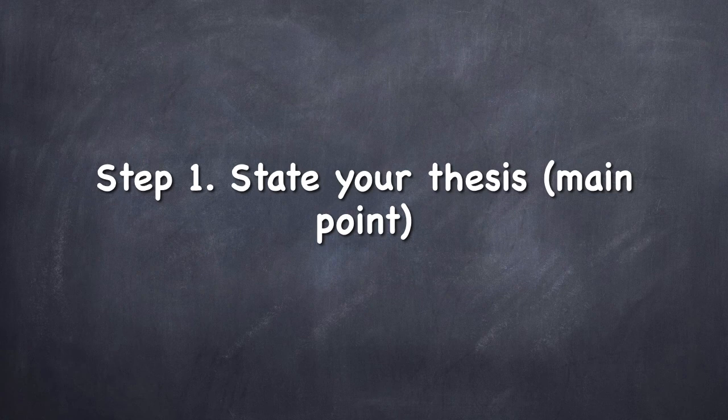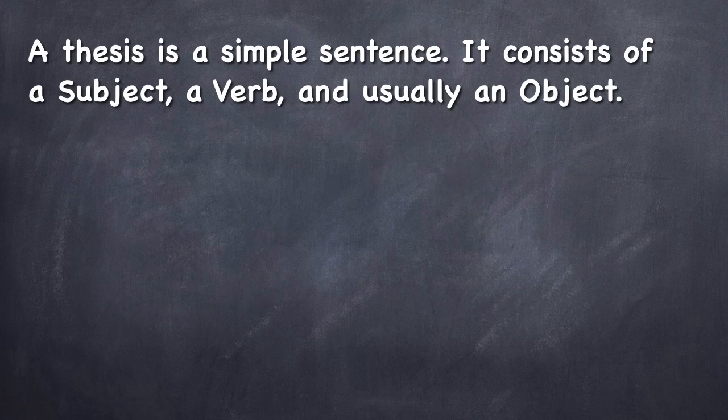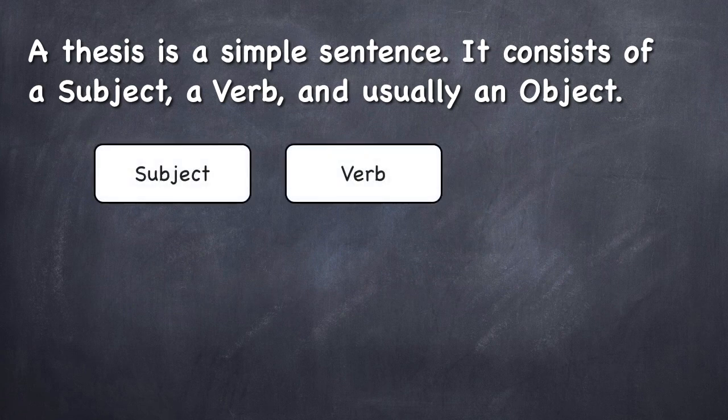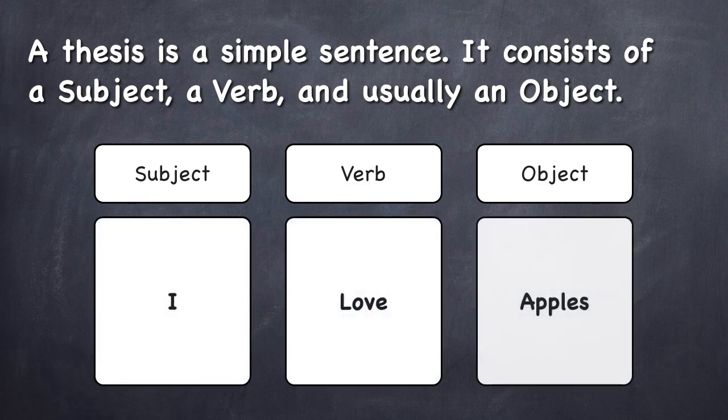Step 1. State your thesis, which is your main point. If you don't have a clear idea of your thesis, it will be very hard for you to create a detailed outline. A thesis is your main point, and it is a simple sentence. It consists of a subject, a verb, and usually an object. For example, I love apples.